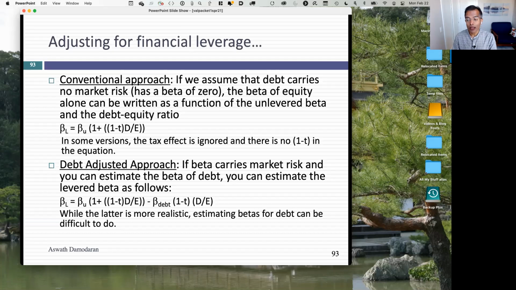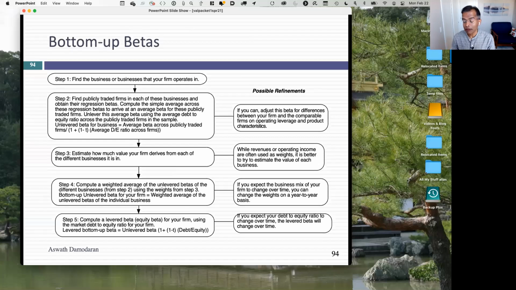So can I adjust betas for the fact that there's debt? Yeah, just bring it in. So here's the approach to estimating betas. You start with the business or businesses your company is in, and I call it a bottom-up beta. I find as many publicly traded companies as I can in each of the businesses you're in. And they're publicly traded, so I can get a regression beta for each one. I get an average regression beta.